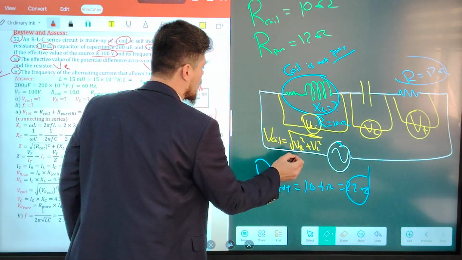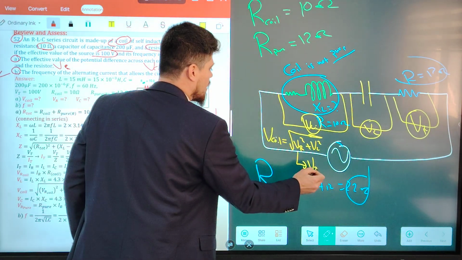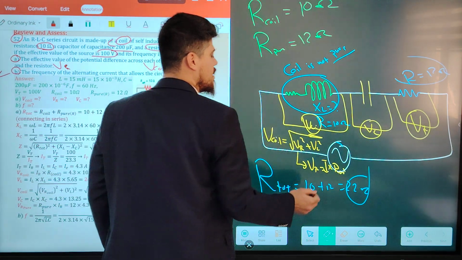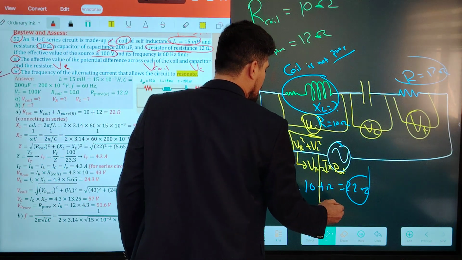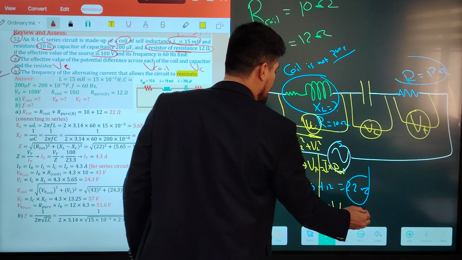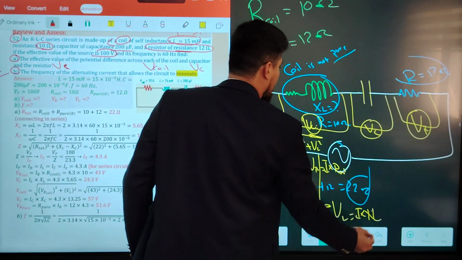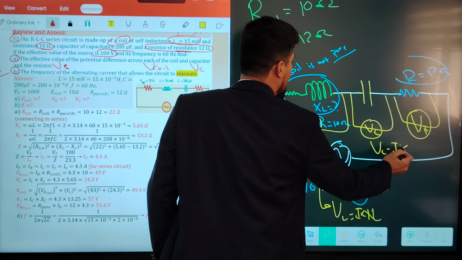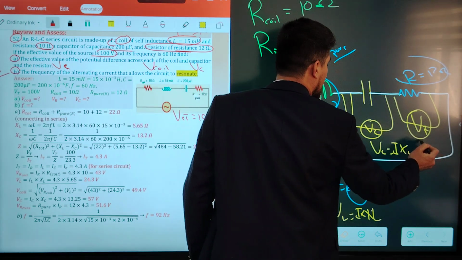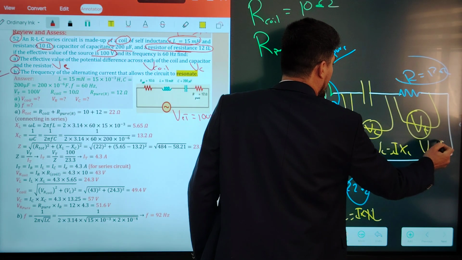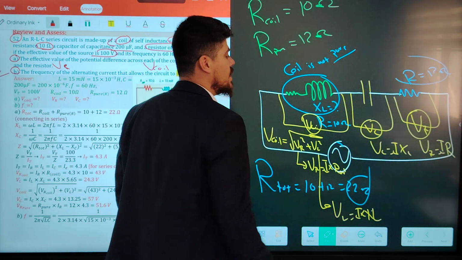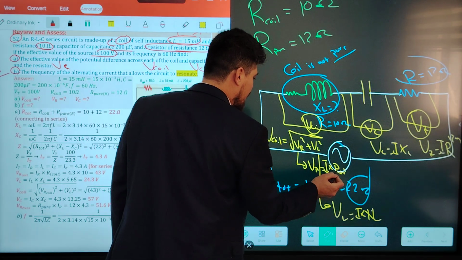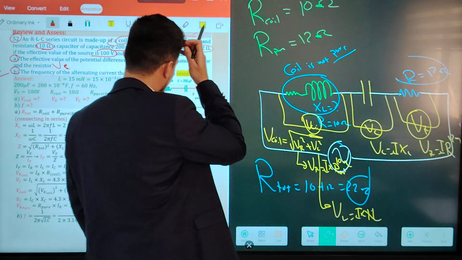Do we have VR? No. VR is equal to what? Is equal to I times R of the coil. VL is equal to what? VL is equal to I times XL. VC is equal to what? VC is equal to I XC. VR is equal to I R of the pure resistance. This R is 12 ohm, but this R is 10 ohm. Okay?